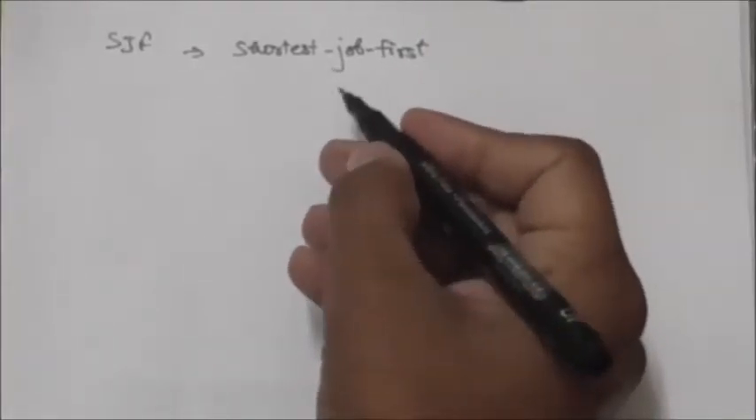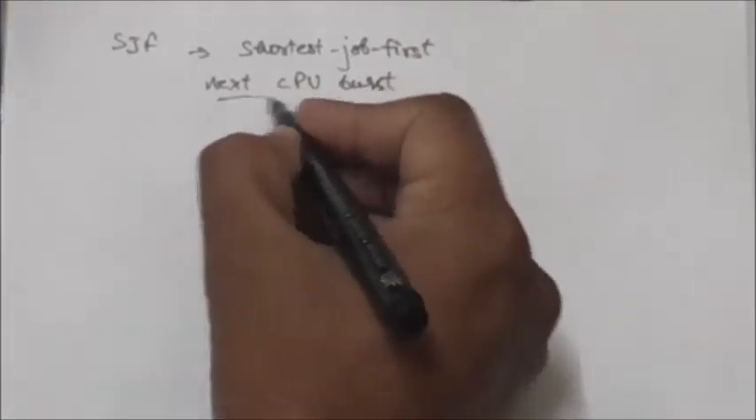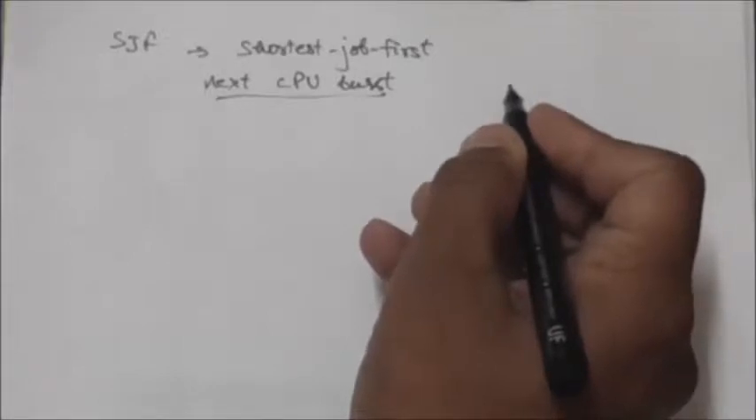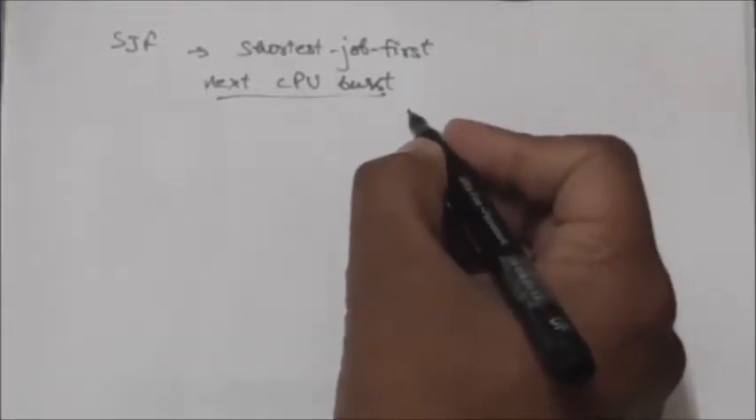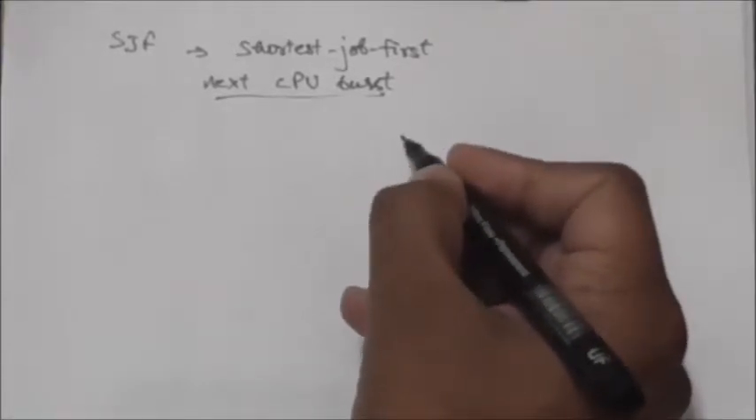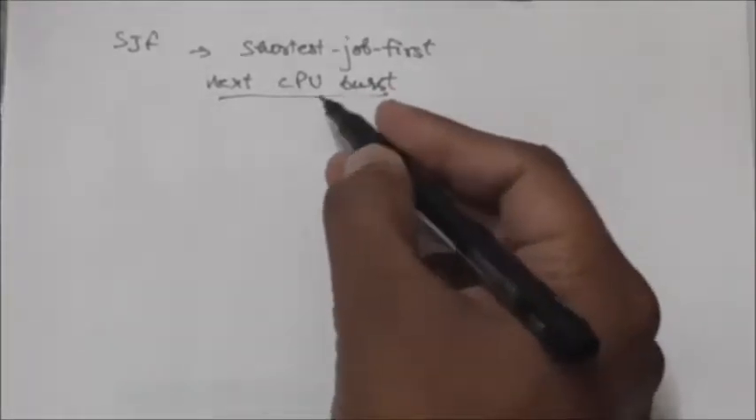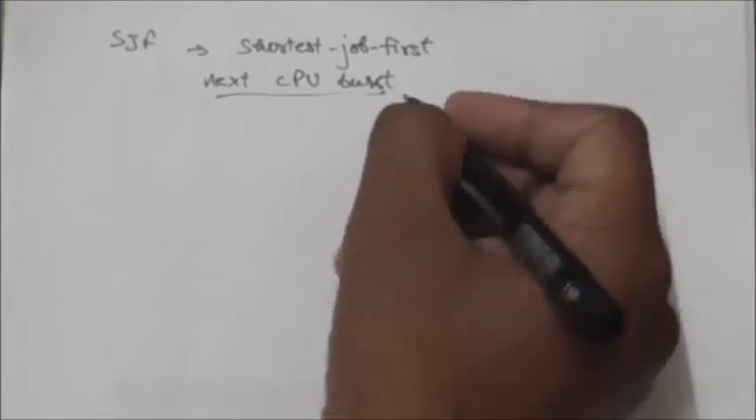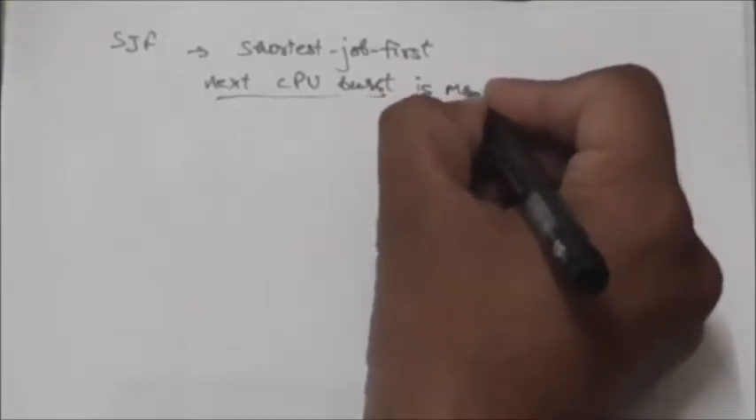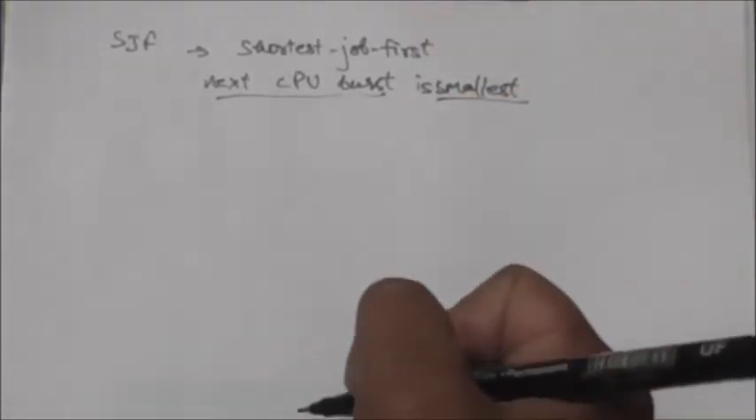In this algorithm, what happens? A process which has the shortest or smallest next CPU burst will be allocated the CPU first. Suppose there are several processes in the ready queue and the CPU is free, then the CPU scheduler will select that process from the ready queue whose next CPU burst is smallest, and the CPU is allocated to that process.